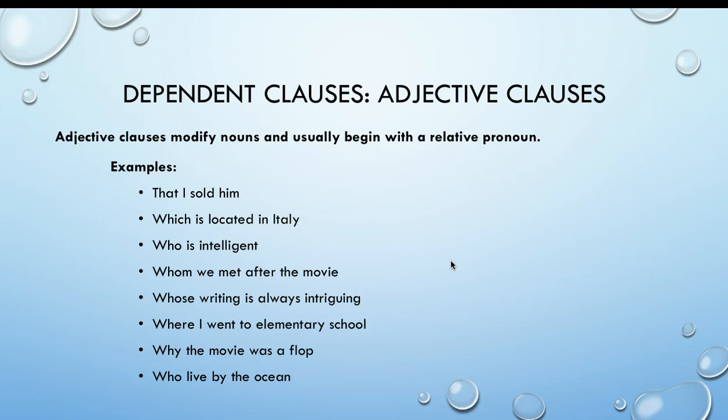Another type, you have adjective clauses. So they modify nouns and usually begin with a relative pronoun. These are less commonly used by people when they're making sentence fragment mistakes, but it's possible. So for example, that I sold him, you would add that to some type of sentence. The flour that I sold him was $2. So it's clarifying information about the flour. You can't just have that I sold him by itself.